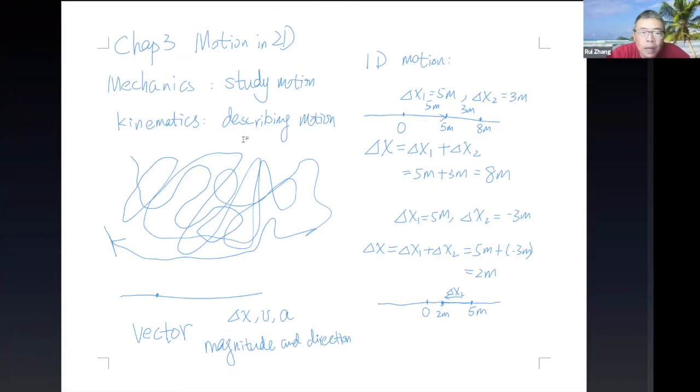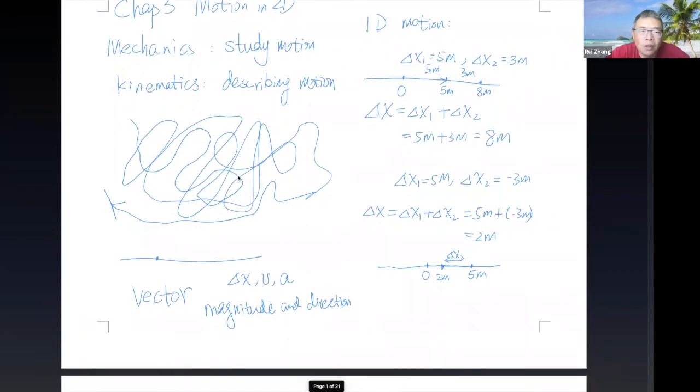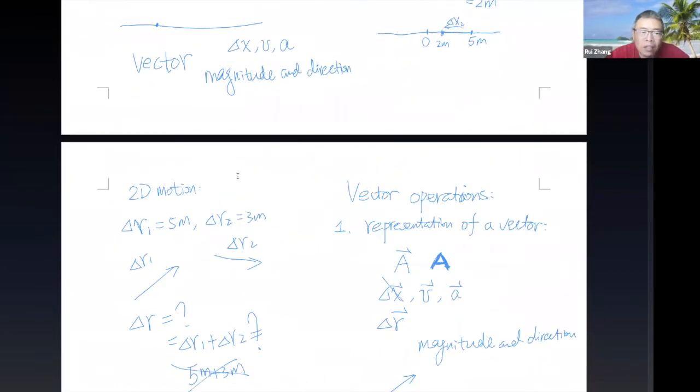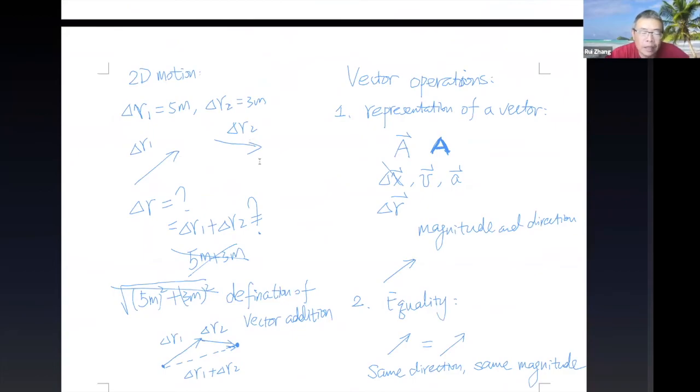Okay, so let's come back to our lecture, chapter 3. Again, this is our third lecture on this chapter, and we've been talking about vectors as our first part of the lecture. Mostly it's how to add two two-dimensional vectors together. Okay, and we cannot just add them like numbers. This is the first thing you need to know.